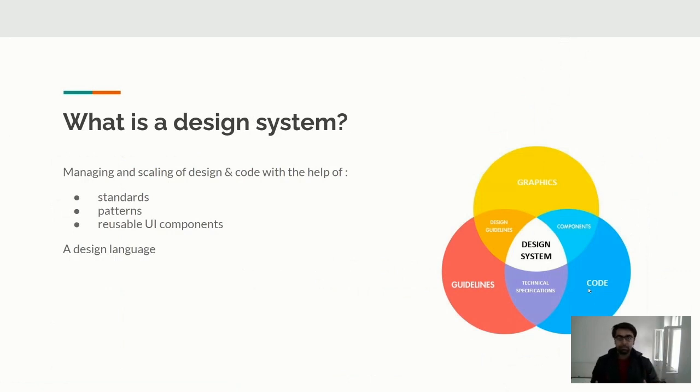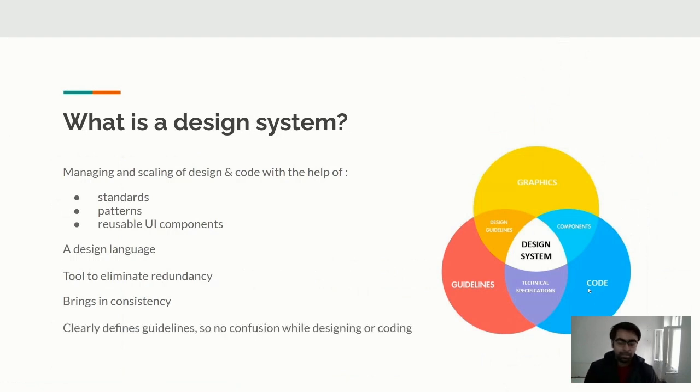But for an effective system, you need to communicate in a common language so that everybody understands what everyone is speaking about, right? So this design system helps you achieve that. It's like a language of design where everything has a common set of standards, patterns, and guidelines. It's also a tool to eliminate redundancy, brings in consistency, and clearly defines the guidelines. So no confusion when you are designing a UX or UI design, or even when you are coding.